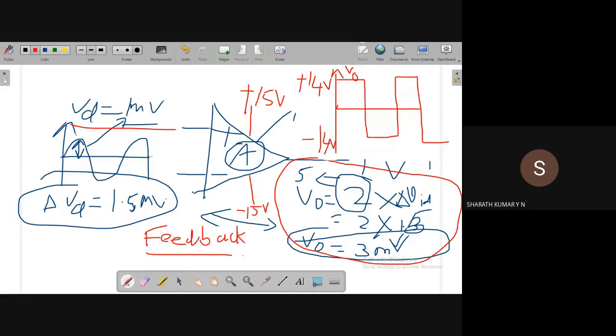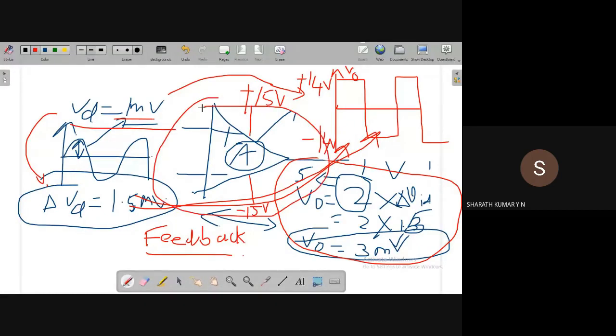Now let us say we change the input from 1 millivolt to 1.5 millivolts. It doesn't matter much. The output is still saturating. Even for this condition, the output continues to saturate. So this open loop condition is not suitable for a linear application. Linear application means a change in input should result in a proportional change in the output. To achieve that, we have to go for what is known as feedback.